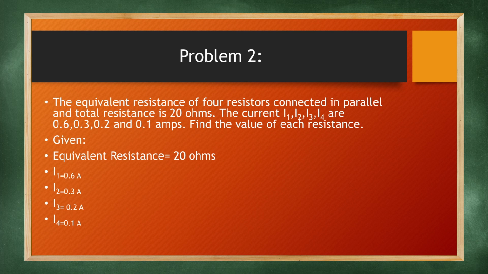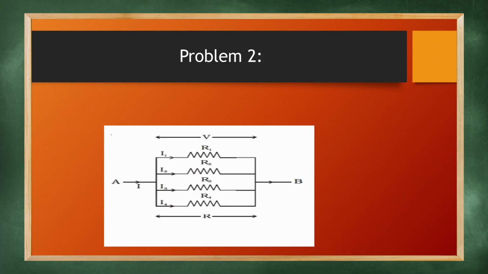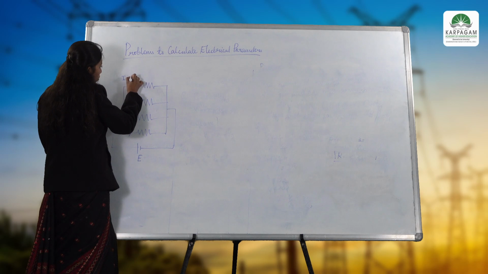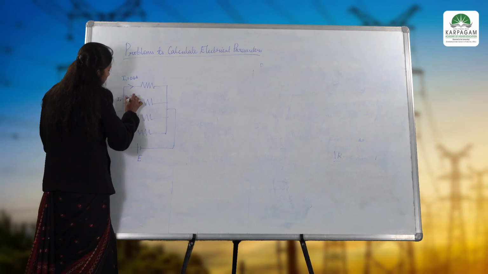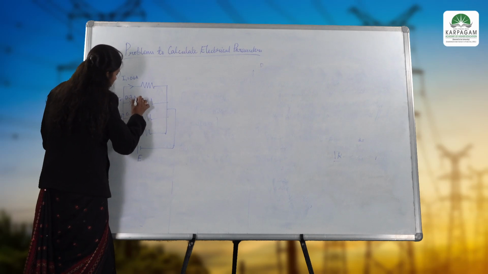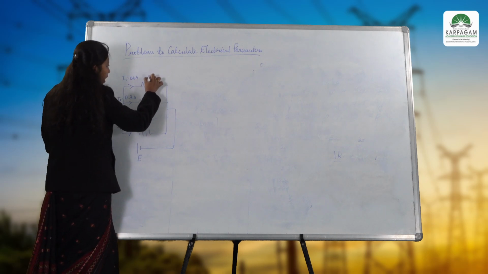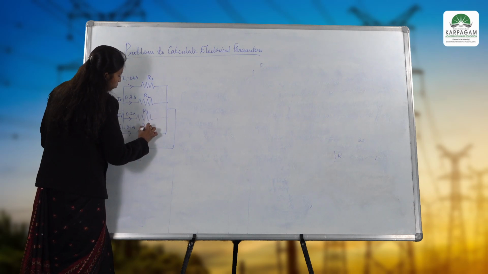And this is connected to a voltage supply. We all know that in case of a parallel circuit, the voltage will remain constant, whereas the current passing through each branch will be different. The current through each branch is given as I1 = 0.6 amps, I2 = 0.3 amps, I3 = 0.2 amps, and I4 = 0.1 amps. We are supposed to calculate the individual resistances R1, R2, R3 and R4.